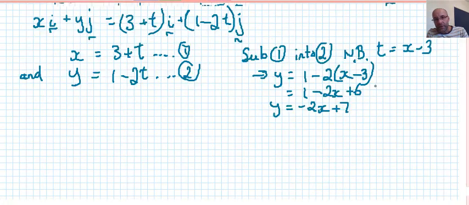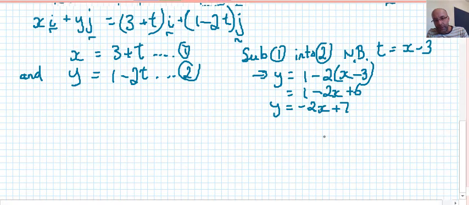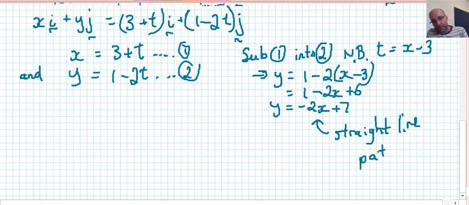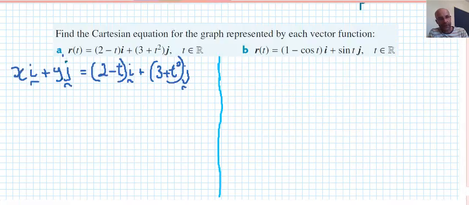So that particle has that path, and it's a straight line going down, quote unquote. So that's a little skill we need, and that's how we can convert from a vector function to the Cartesian function for its path in 2 dimensions. To finish off the video, we've got 2 examples here.